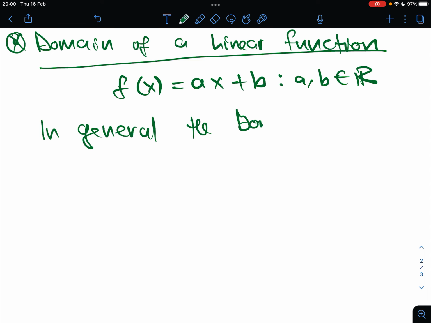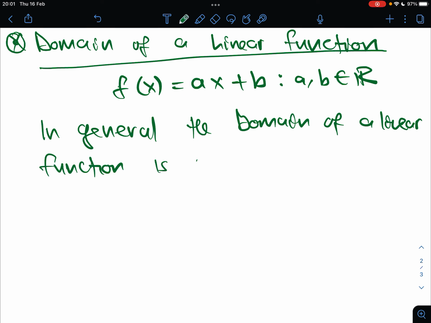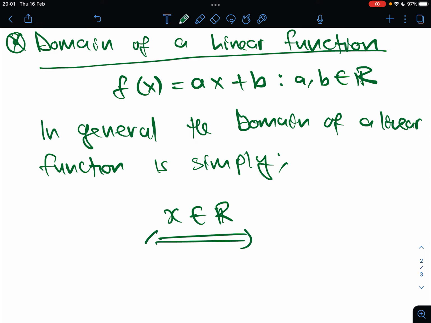the domain of a linear function is simply x element of real numbers. You see that? So every time you're given a linear function, the domain of a linear function is always x element of real numbers.